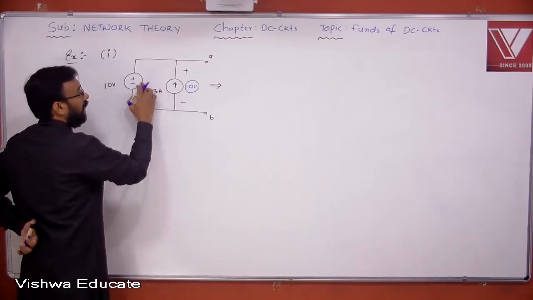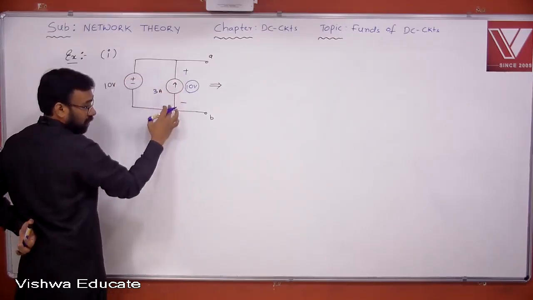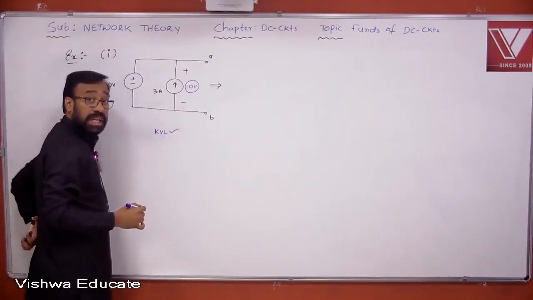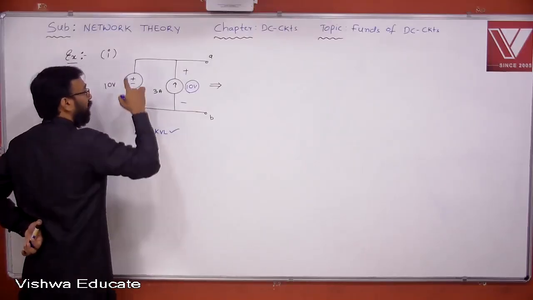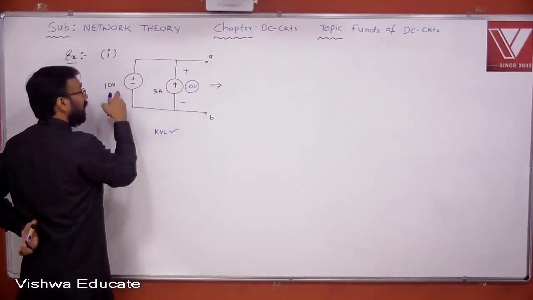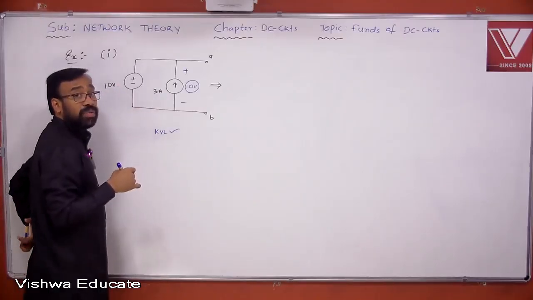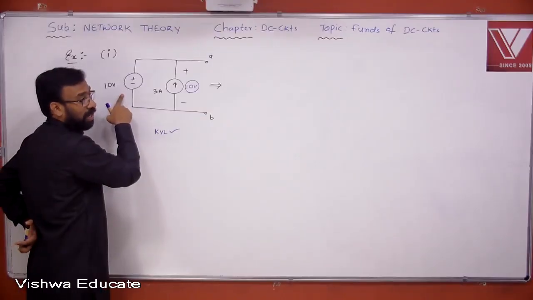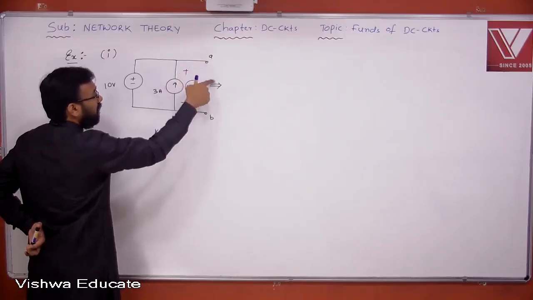Now I think it is clear that Kirchhoff's voltage law is getting satisfied: plus 10 and minus 10. So KVL is okay. Now KCL. To verify whether KCL is satisfied, let us find the current flowing through this 10 volt source. By the independent voltage source concept, we know the voltage but we need to find the current. How much current is flowing? 3 amperes.